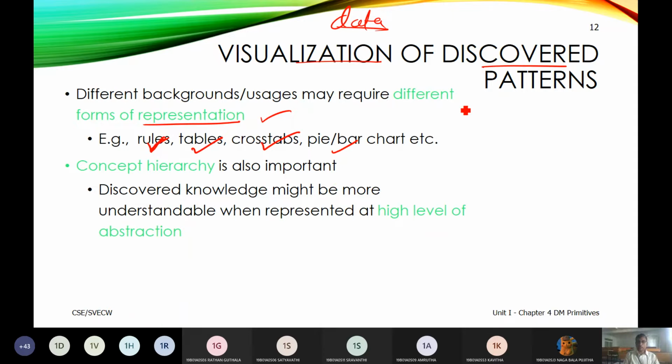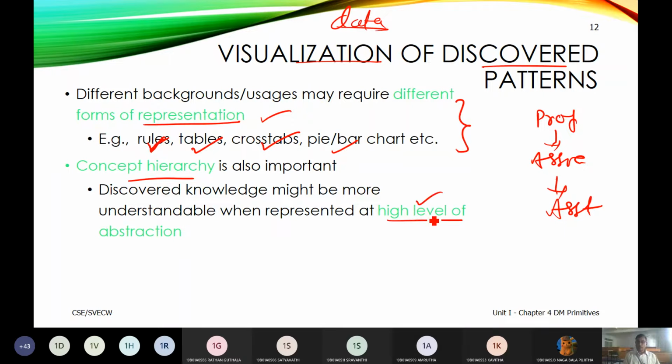All this they are going to represent in the different forms. Next thing, we talked about concept hierarchies. Concept hierarchies, as I was mentioning, can be with professor, associate professor, or assistant professor. You represent the things in different levels of knowledge in a very abstract way.